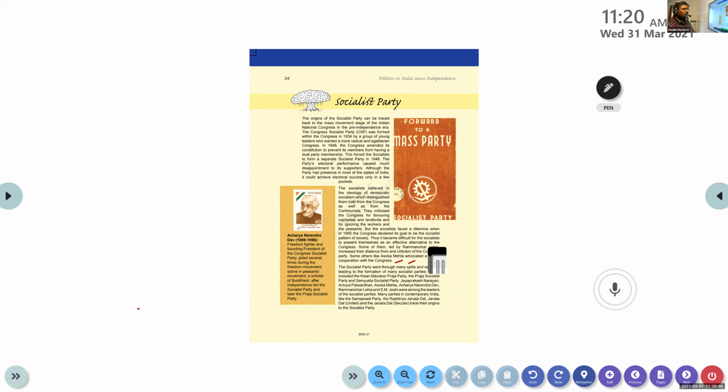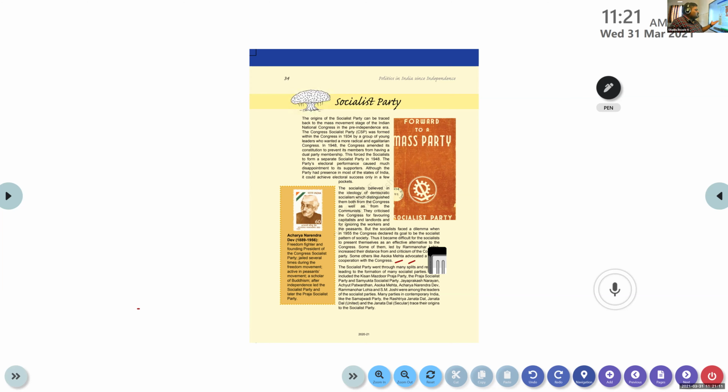So that's what these two words mean for us. What are splits? Enmity. Reunion: again, they will become friends, I mean, join again. So the Socialist Party went through many splits and reunions, leading to the formation of many socialist parties. This includes Kisan Mazdoor Praja Party. So the Socialist Party, Congress Socialist Party, divided into several other parties. For example, you can see the Kisan Mazdoor Praja Party, the Praja Socialist Party, and the Samyukta Socialist Party.